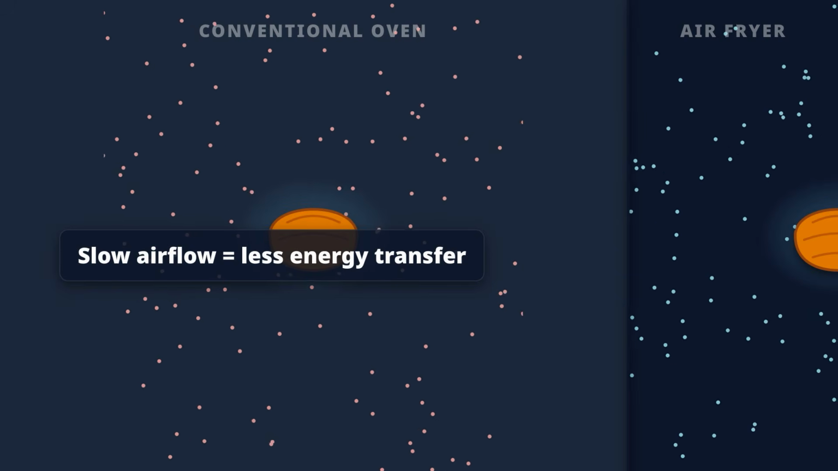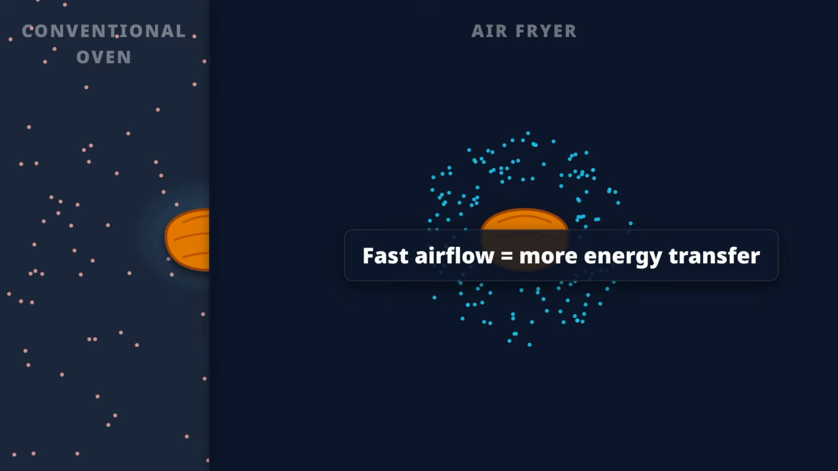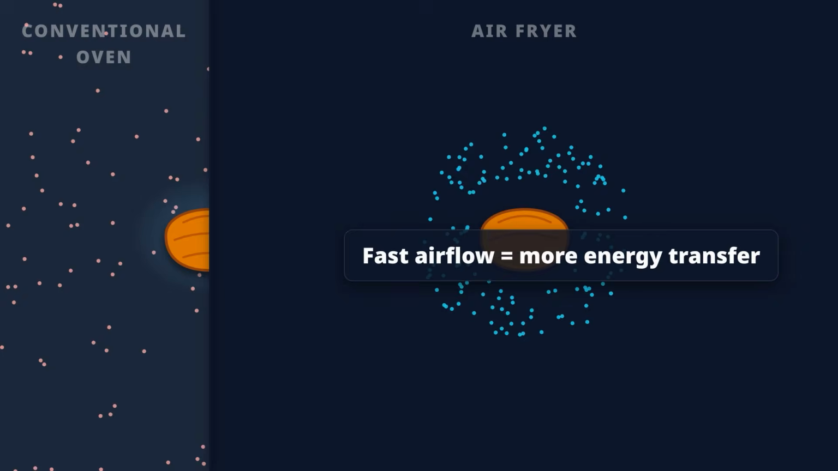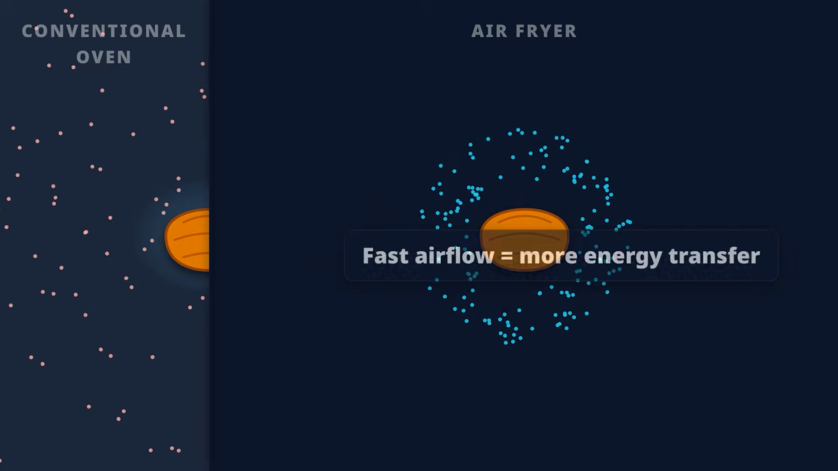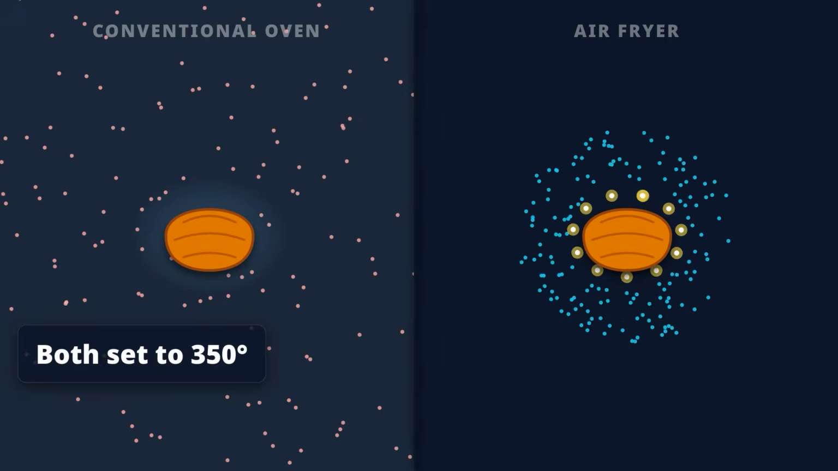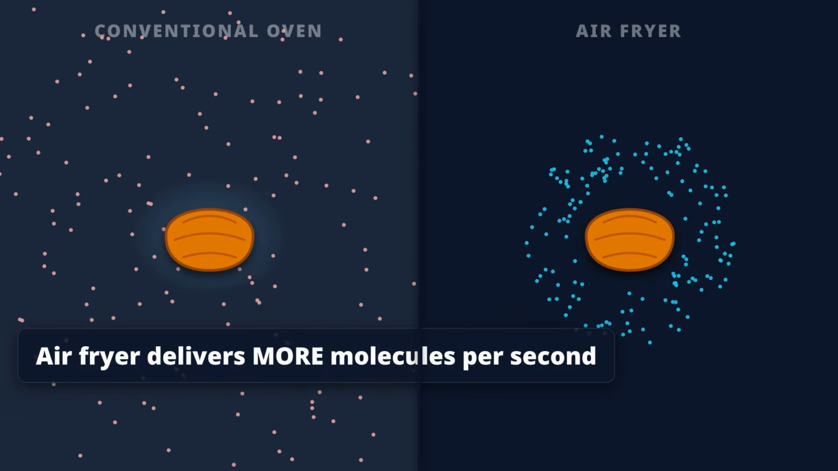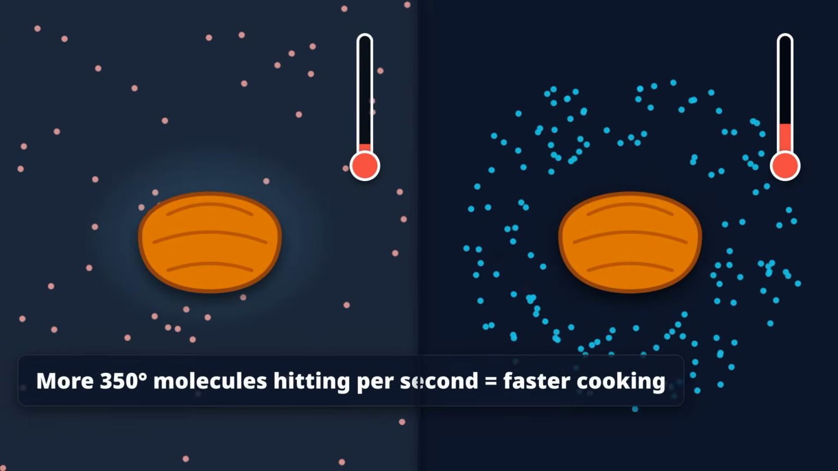There's a few reasons for that. For one, fast-moving air blows away the colder boundary layer around your food, so the surface heats up faster. But the main reason is simply that by speeding up the airflow, we're increasing the amount of molecules hitting that meat per second. So even if our oven and the air fryer are both set to 350 degrees Fahrenheit, the air fryer is peppering and bombarding that chicken with way way more 350-degree molecules of air per second, so it heats up faster.